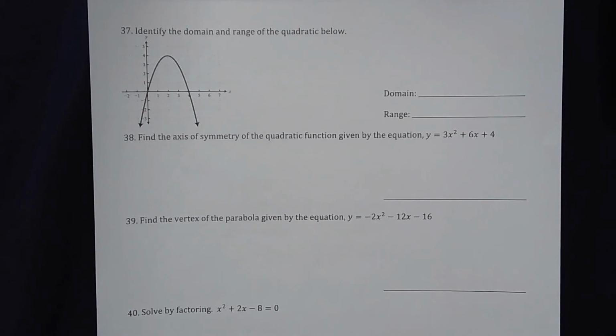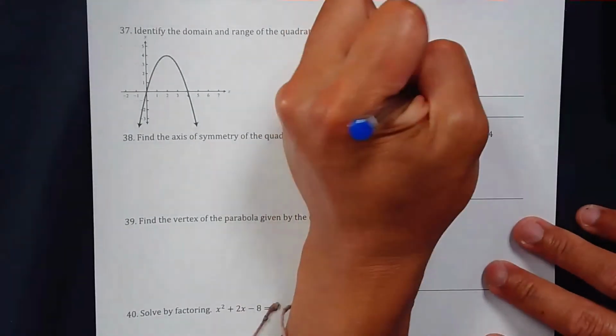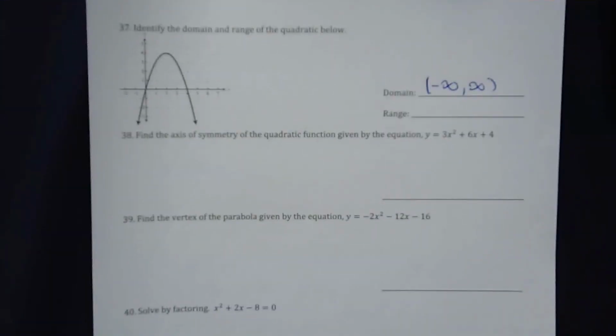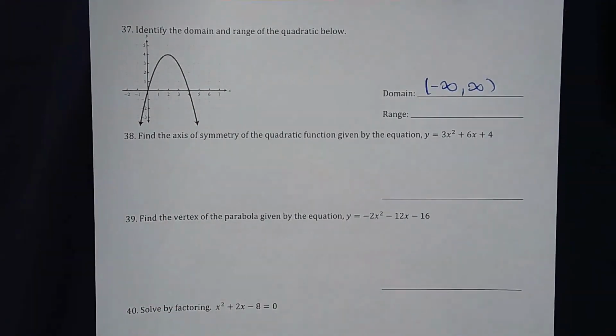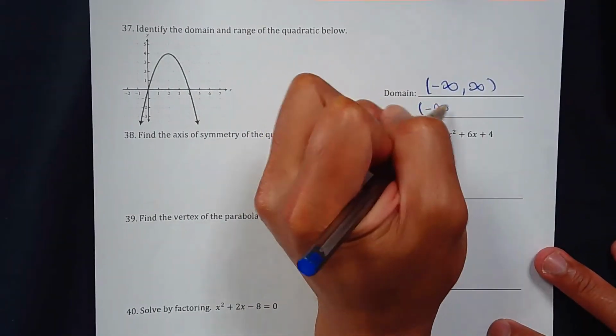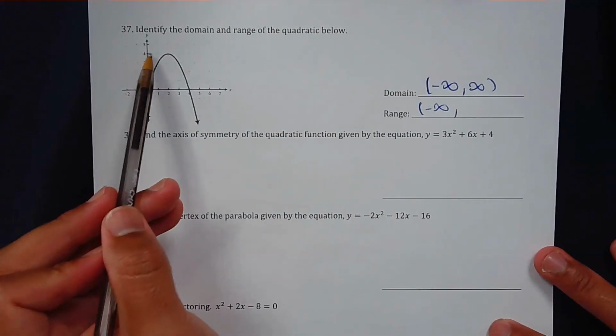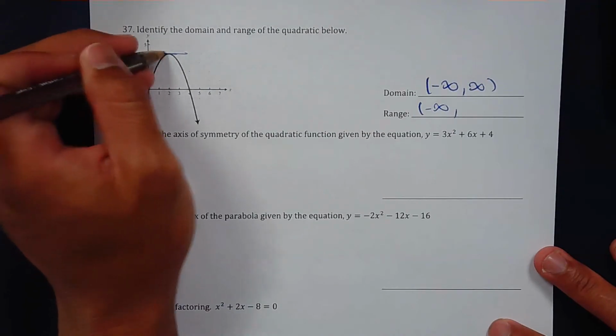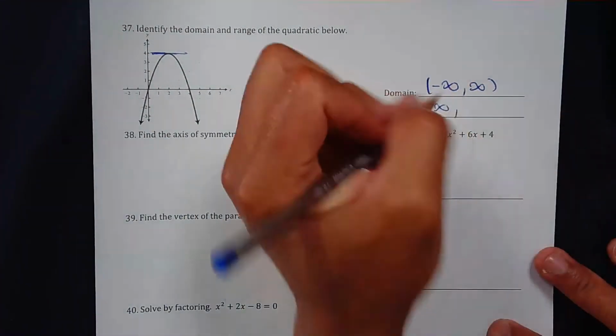Identify the domain and range of the quadratic below. All right, as you guys know, domain is always -infinity to infinity. Our range literally goes from the lowest point to the highest point. Our lowest point is going to be, well, all the way down here, -infinity, all the way up until this point right here. I know it looks like it doesn't touch it. Well, yeah, it does actually. All the way up until 4.